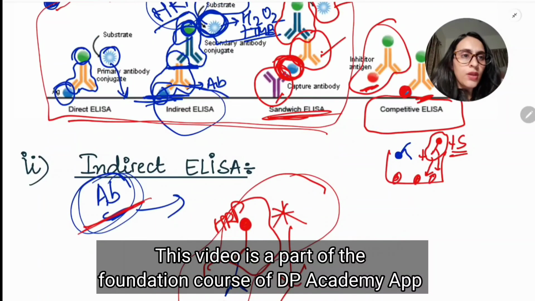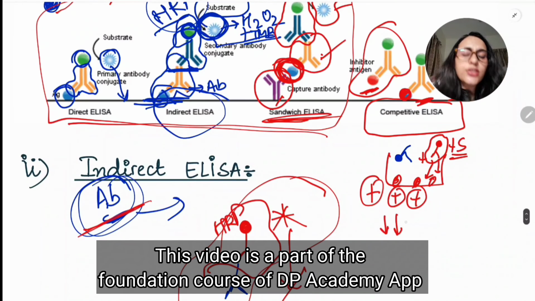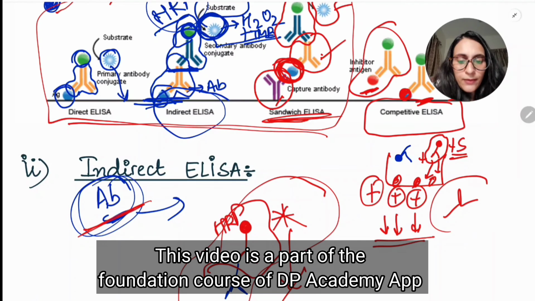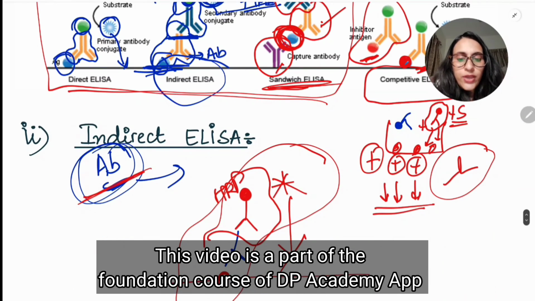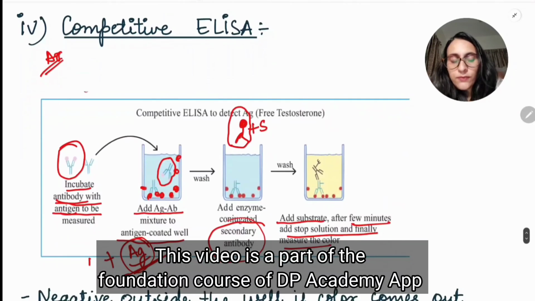So if this color comes out positive, if more color comes, that means the antigen concentration is less. This means that all the antibodies have gone free. There was little or no antigen and there was no reaction outside. So the antibody was free inside and it shows a reaction in the plate. So if more color comes, the antigen concentration is less. So color is inversely proportional here. Till now we were taking it as directly proportional.